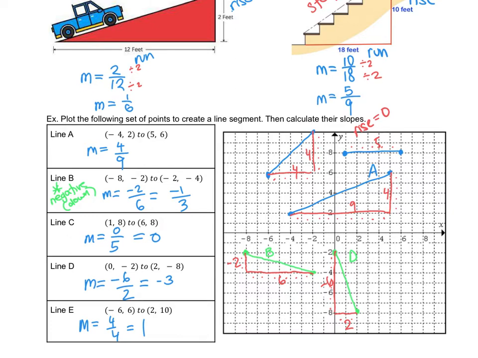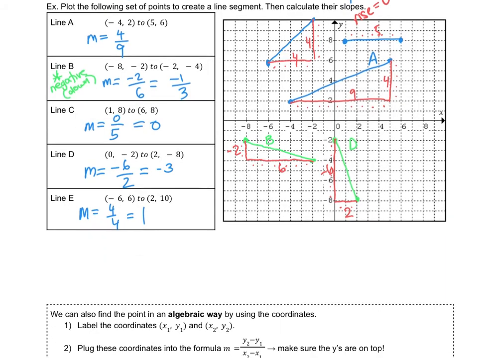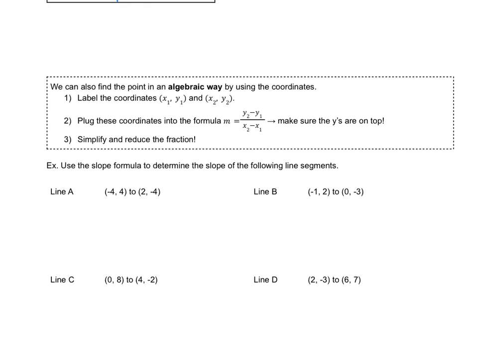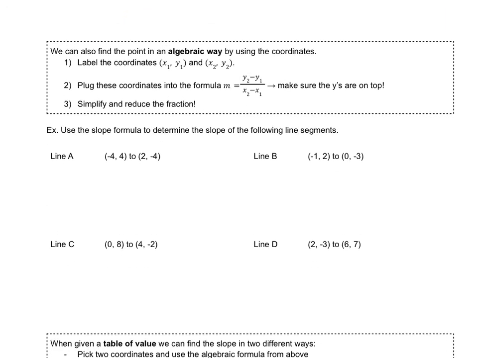So this is us using the visual to find our slope by doing rise over run and drawing that right triangle. Now, if you don't have a graph and you just have the coordinates, you can also find the slope in an algebraic way by plugging them into this formula. Our formula is y2 minus y1 over x2 minus x1. These y2, y1, x2, x1 are just the coordinates. When you get two coordinates, you can label them. Coordinate 1 will be x1, y1. Coordinate 2, x2, y2. Each coordinate should have an x and a y, and their numbers should match.